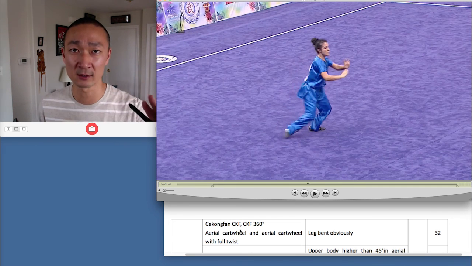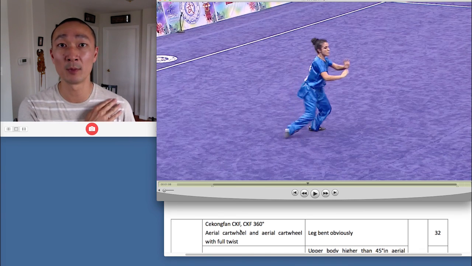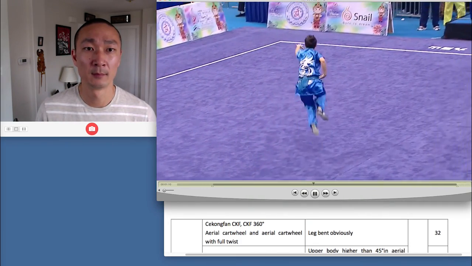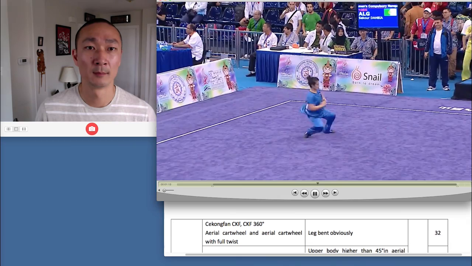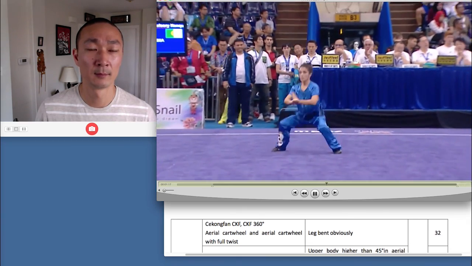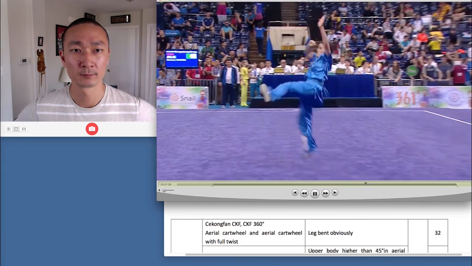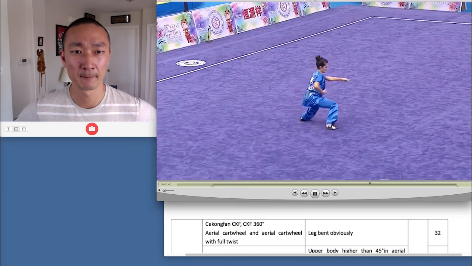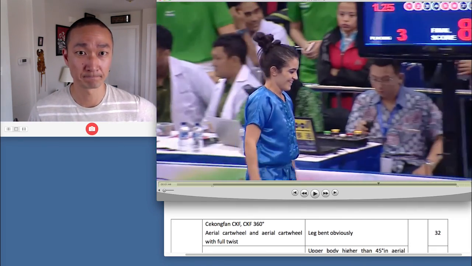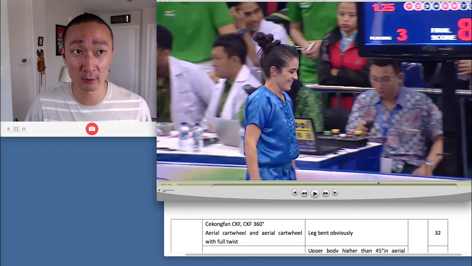So let's look at this first through the eyes of the A judge. You're looking for the toe of the kicking leg to be above the shoulder. Jump inside. Jump outside. Okay, what did you see? Let's take a look at what the judges saw.